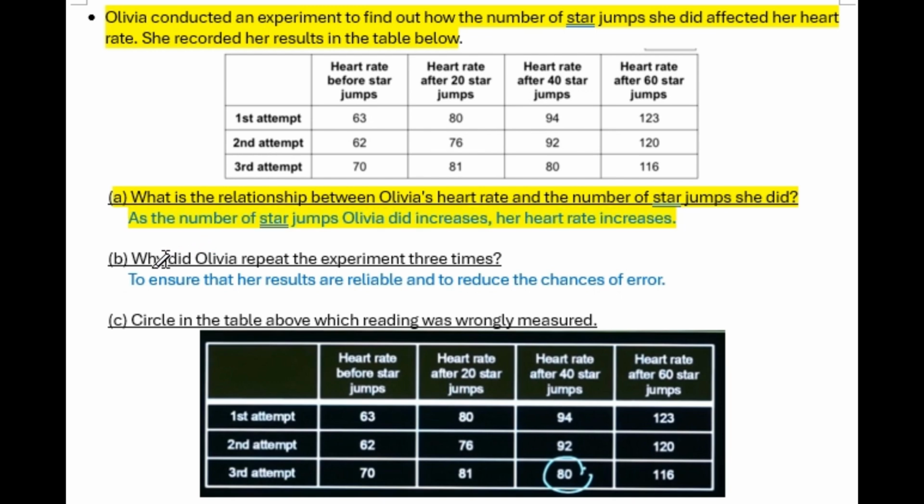B. Why did Olivia repeat the experiment 3 times? To ensure that her results are reliable and to reduce the chances of error. C. Circle in the table above which reading was wrongly measured.